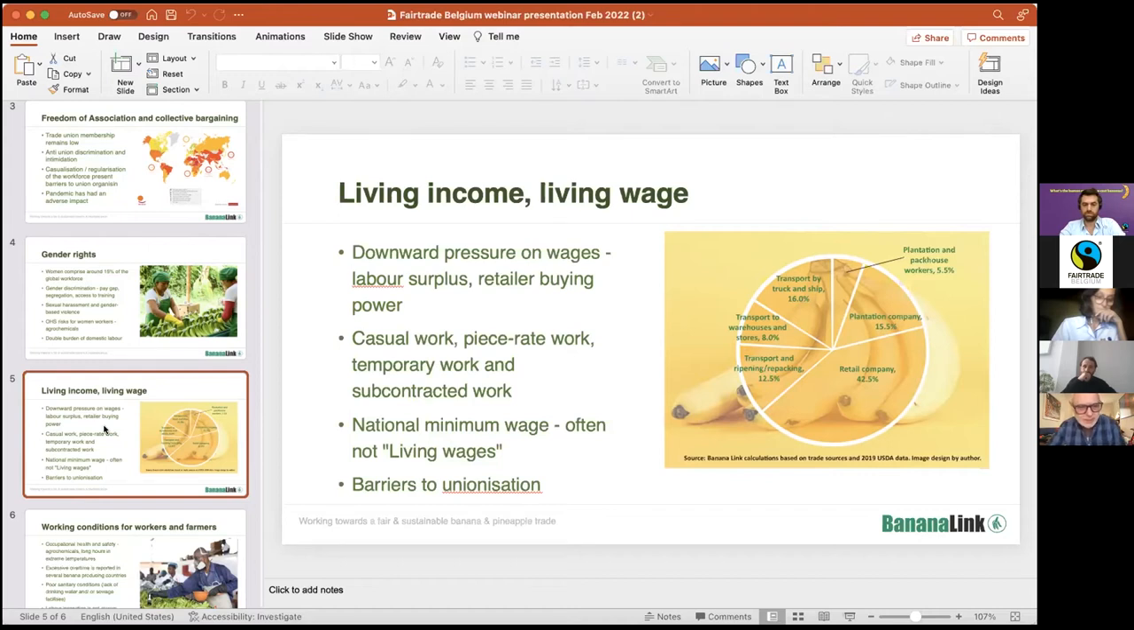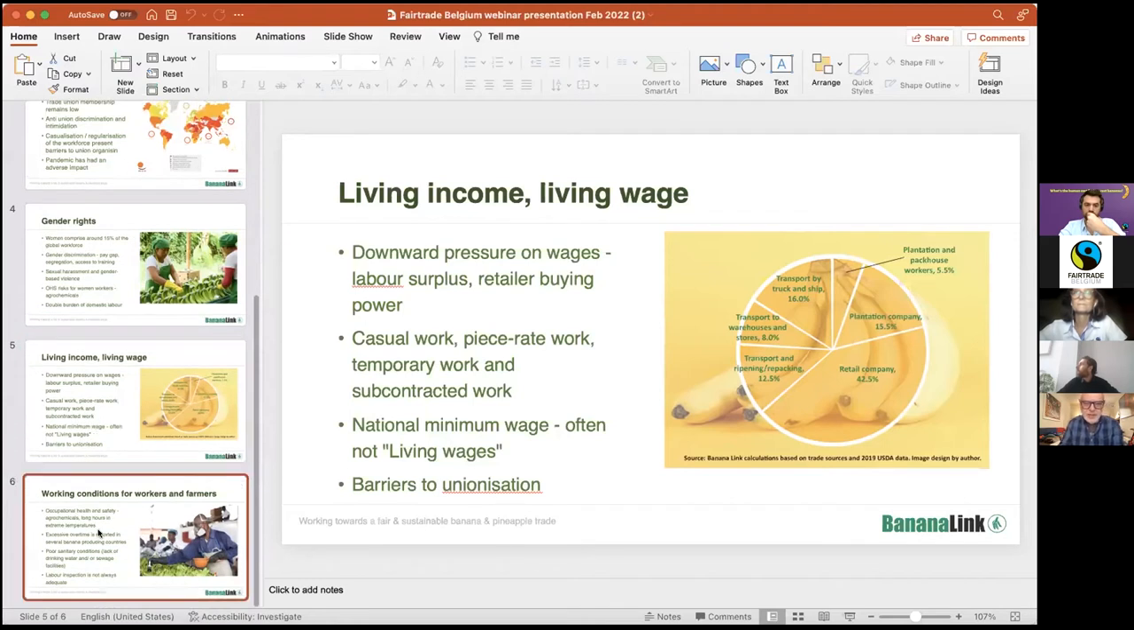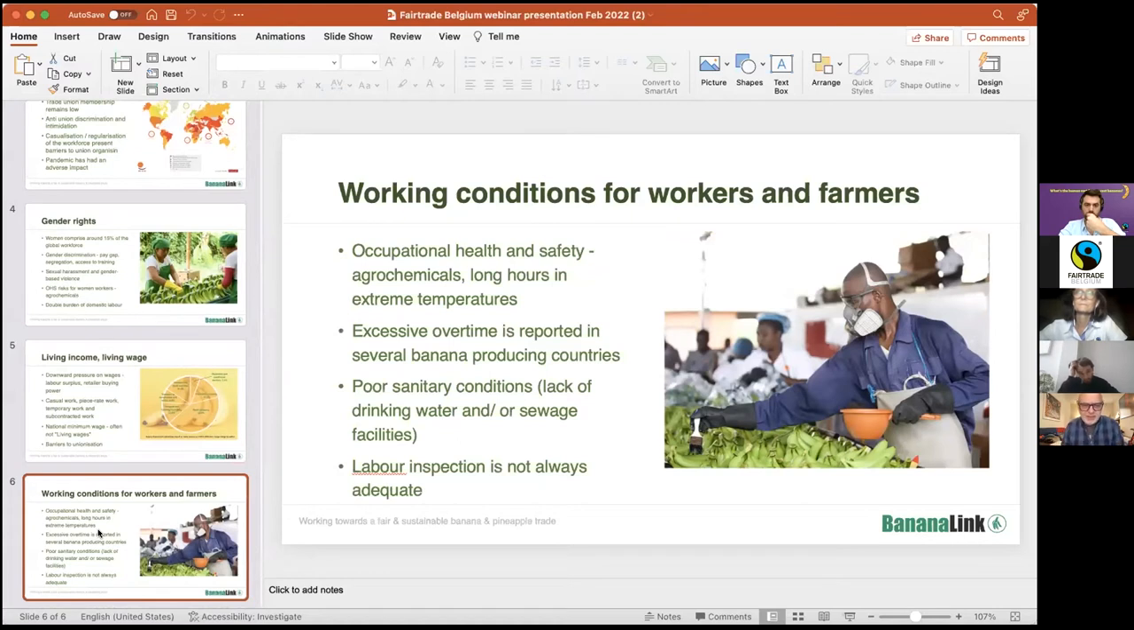And I think there's an increasing casualization, flexibilization of the workforce: piece rate work, temporary work, subcontracting work, which from an employer point of view is money saving and less money ending up with the workers. Certainly in some of the banana producing countries there are national minimum wages, and in some of those workers are receiving them, but those national minimum wages aren't actually a level of income that would constitute a living wage in that country. And I was saying about unionization, the barriers to union organization and the ability of workers to negotiate better pay is a problem.